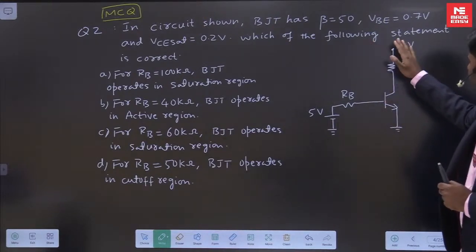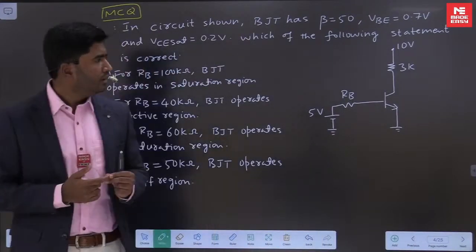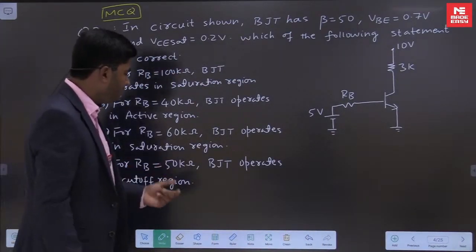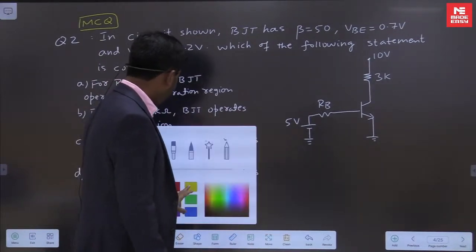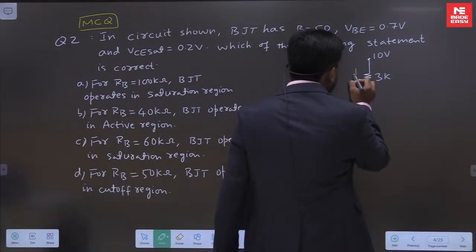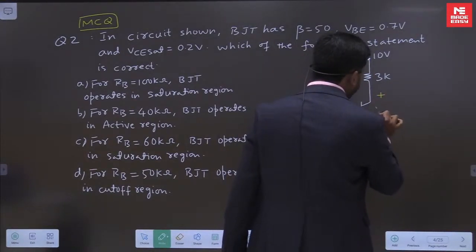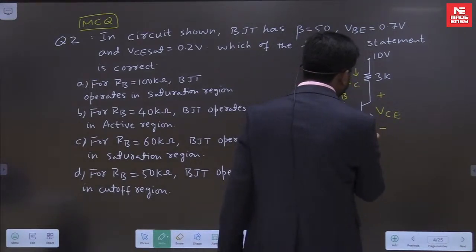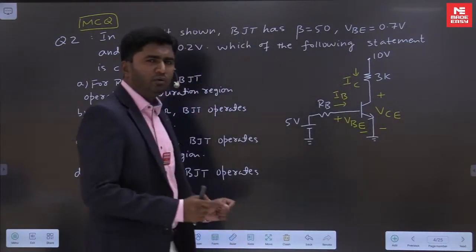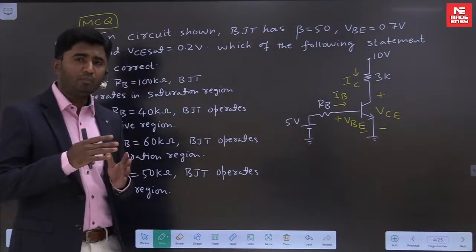Beta is given as 50, VBE is 0.7 volt and VCE sat is 0.2 volt. Now we will try to solve this question through method number 1. I will indicate here this as IC, the collector current. This will be IB. And here you can show VCE, the collector to emitter voltage, and this is VBE. I will be using the approach of method 1 of finding the operating region.